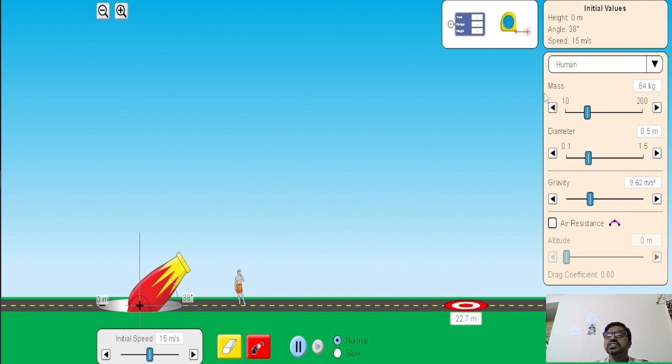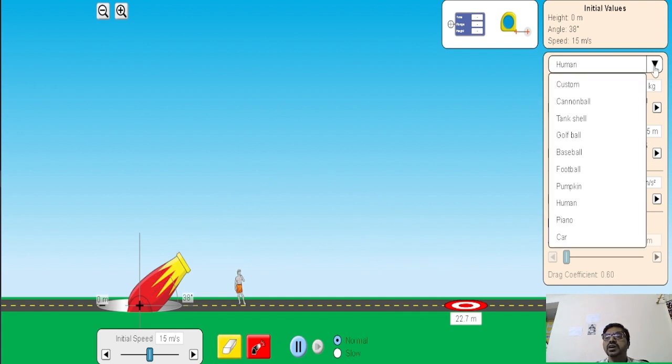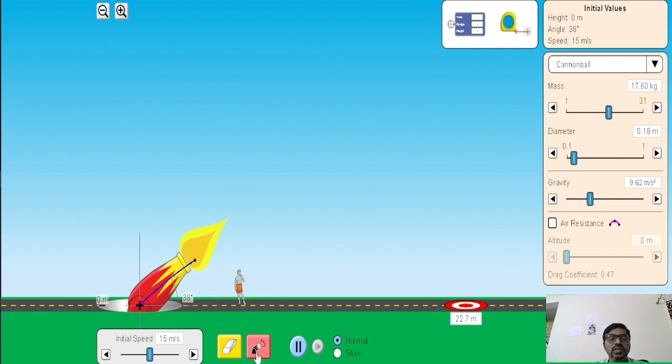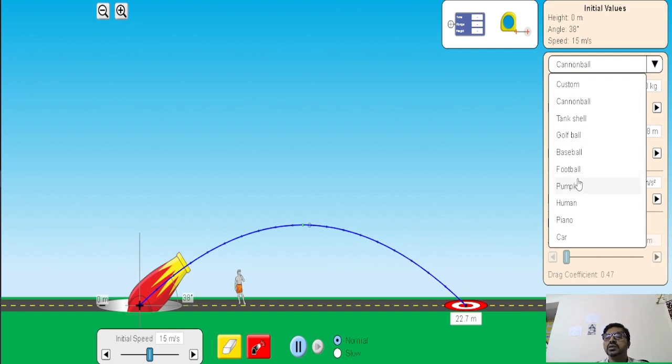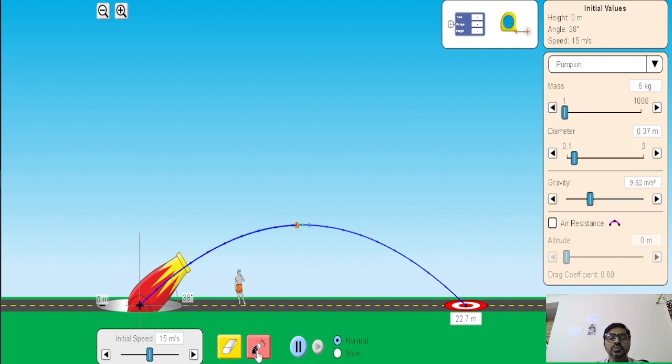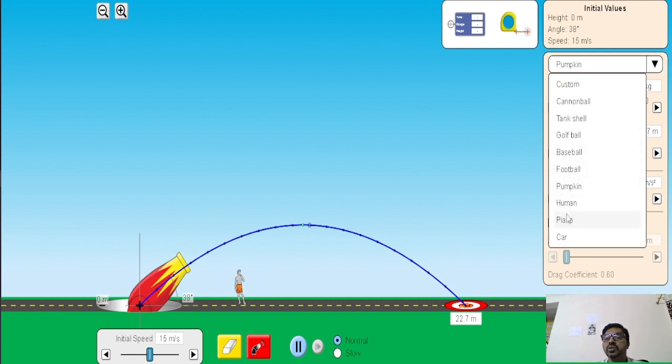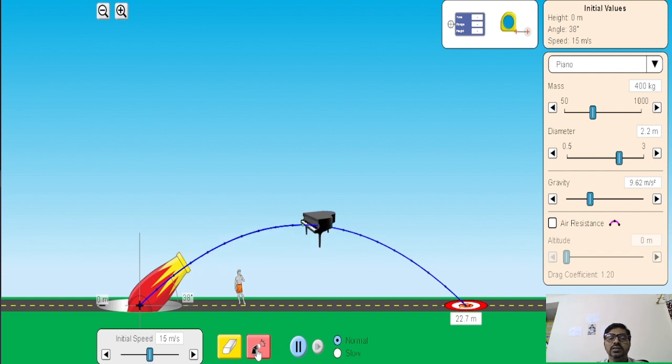And then let us focus on the object. If you observe here, whether you take a cannonball, project it, same speed and same angle of projection, or you take a pumpkin and project it, same speed and same angle of projection, or you take a piano and then project it, same path. You see that all the objects are indicating the same path. The path is identical for the same speed and same angle of projection. You see that the object doesn't matter. You can increase the size, decrease the size, whatever you do, the path would be identical.